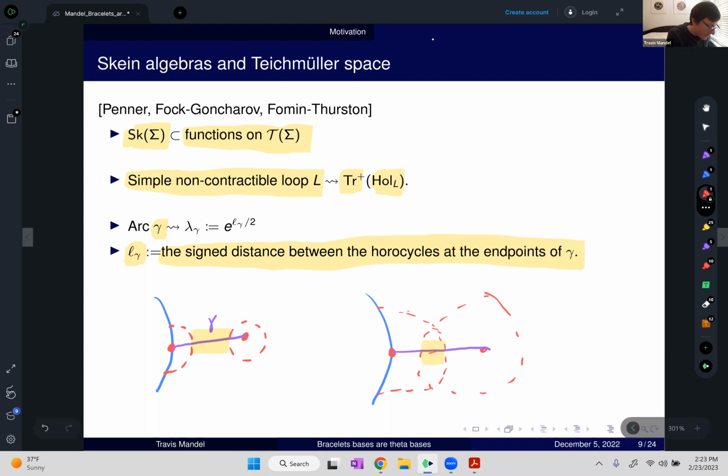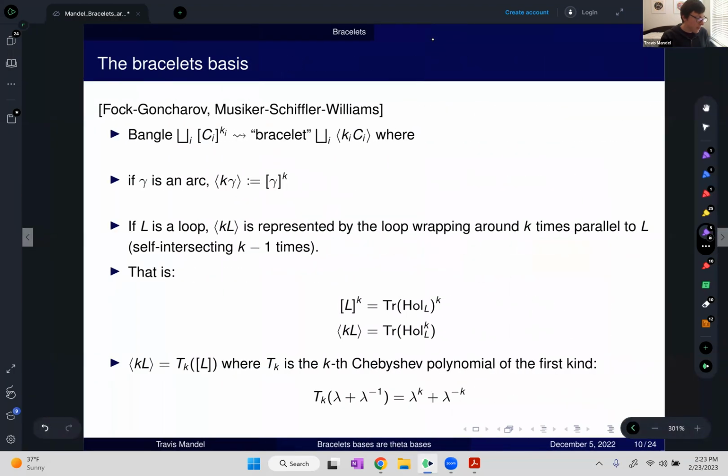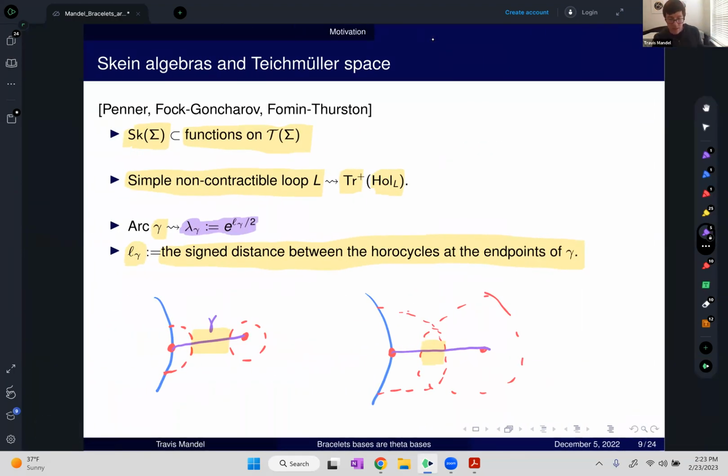All right. So when your horocycles cross each other like this, you count the distance as a negative distance. And then we define lambda sub gamma, which we call a lambda length, to be e to the L gamma over 2. So this gives you some real number, and it could be any real number. So we're getting functions from this decorated Teichmüller space to the real numbers. And it turns out these functions satisfy the skein relations from before.